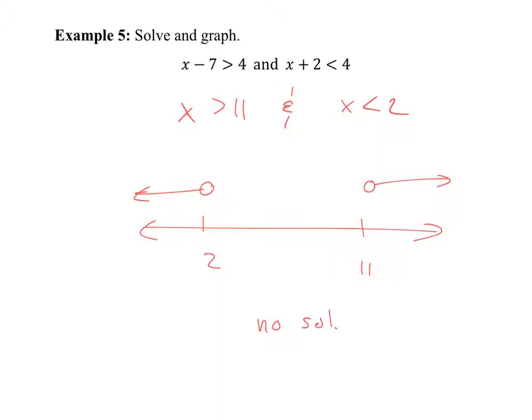So these do not overlap. So there is no solution set, empty set, null set, whatever you want to call it, okay? No solution to this last one here at all because of the fact that they don't overlap. There's no number that is greater than 11 and a number that is less than 2.